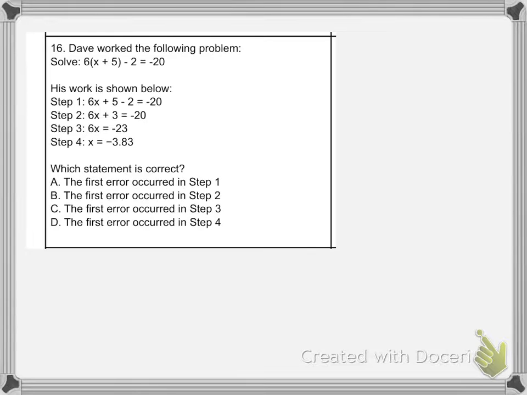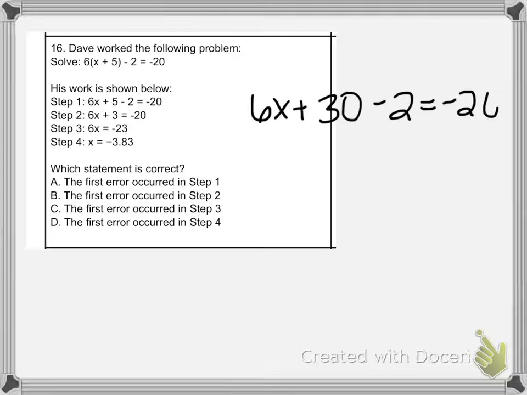All right. So then number 16, it tells us that Dave worked this problem out and it shows his steps and it's asking us which step did he make an error on. So with these types of problems, I would always work them out myself and then kind of compare where their pieces were and what you had and go from there. So first thing, we would distribute. So that's going to give me 6x plus 30 minus 2 equals negative 20.